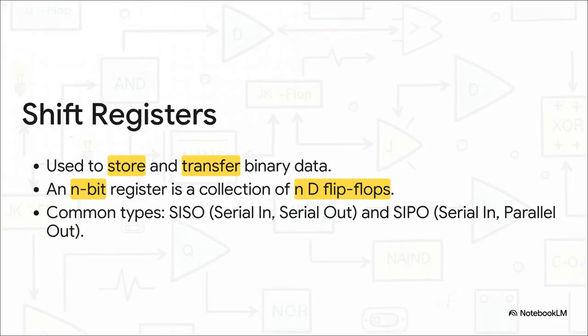Now, one of the most important applications of registers is something called a shift register. And the name tells you exactly what it does. Its job isn't just to store data, but also to shift it, to move the data from one flip-flop to the next, 1 bit at a time with every tick of the clock. This is absolutely fundamental for things like converting data from serial to parallel, which you need all the time in data communication. And of course, there are different types depending on how you put the data in and take it out, like serial in, serial out, or maybe serial in, parallel out, and so on.